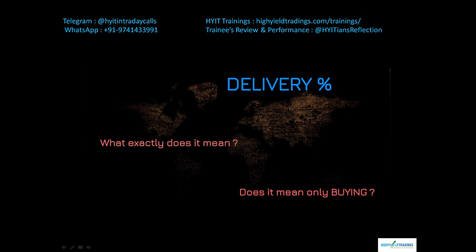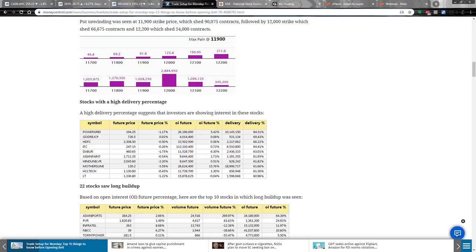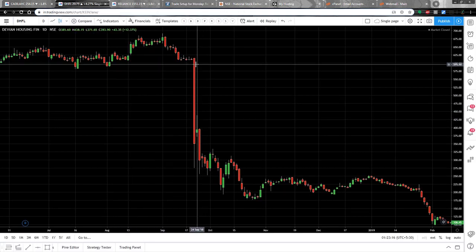So let's get on to the charts. I'll explain it there. So this was the day. This long red candle that you see was 21st September 2018, and it fell big time. Now the first thing is, how do I find out the delivery percentage for DHFL on 21st September 2018?